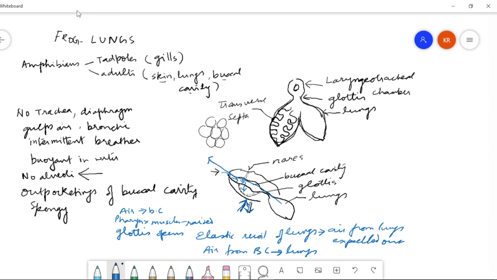And just after that, these muscles contract and they push this air over here, because at that time the nares also are closed, the mouth is also closed, so the air enters inside. This is the simple way in which the air moves in and out.